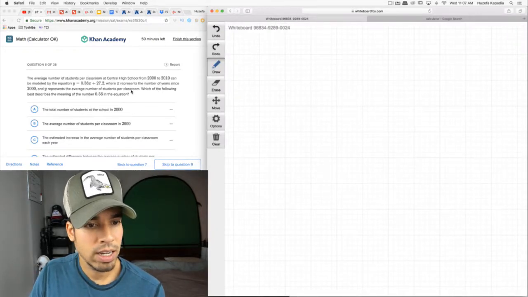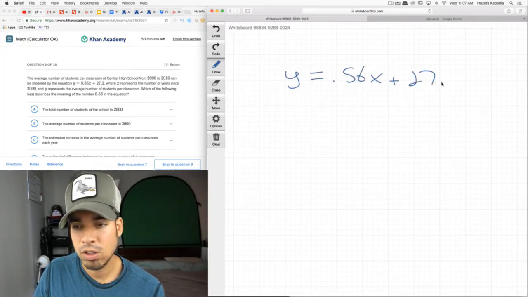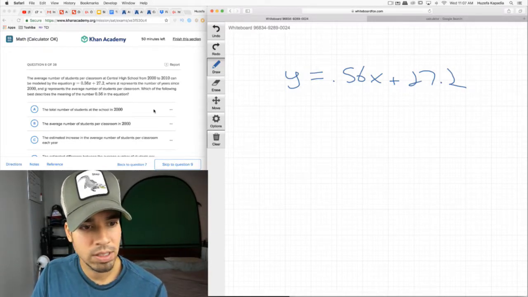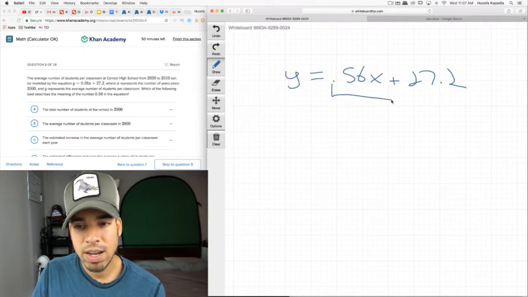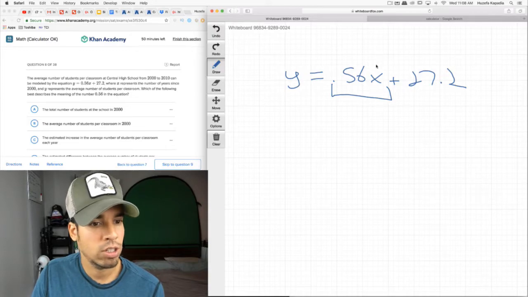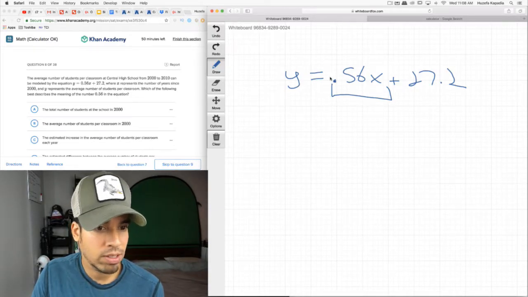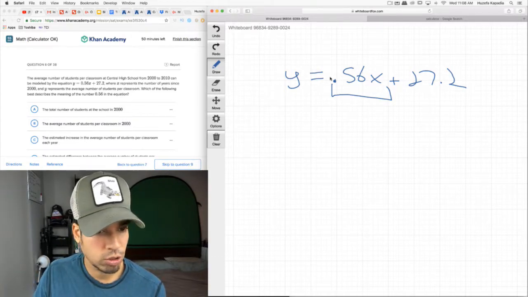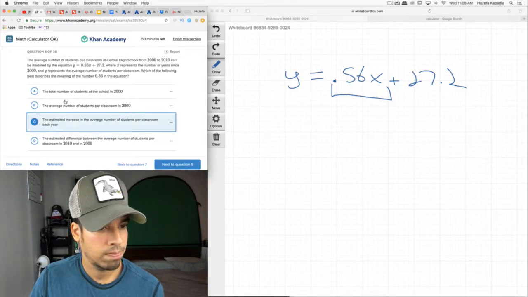The average number of students per classroom can be modeled by this equation. Y equals 0.56x plus 27.2, where x represents the number of years since 2000 and y represents the average number of students per classroom. Which of the following best describes the meaning of the number 0.56? So this is my slope, this is my change. So for every year, something is changing by 0.56, meaning the number of students per classroom is increasing by 0.56, which is this.